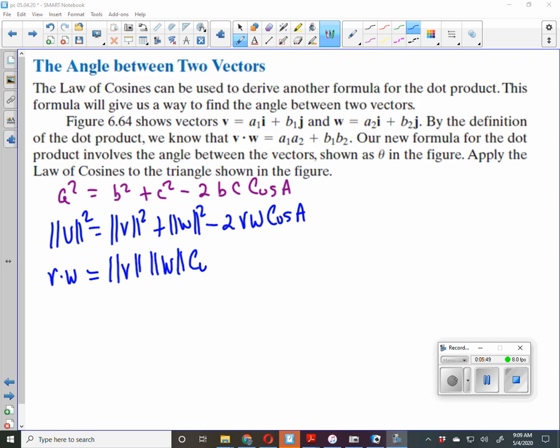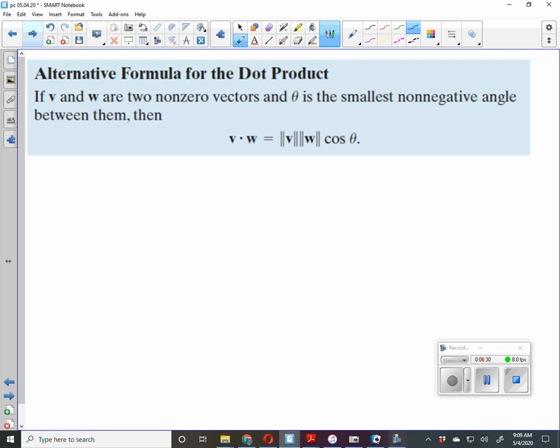Again, I'm not doing all the substitution here, you guys. You can go back in your textbook and see how you go from one to the other. There are 15 steps between these two, and I'm not going to go through all that because you don't need to know it. Ultimately, V times W divided by the magnitude of V times the magnitude of W equals cosine A. And now you've got your formula for finding an angle between the vectors. All right.